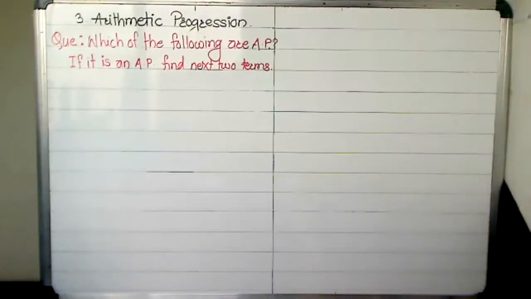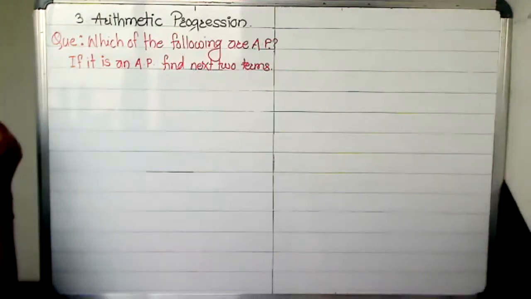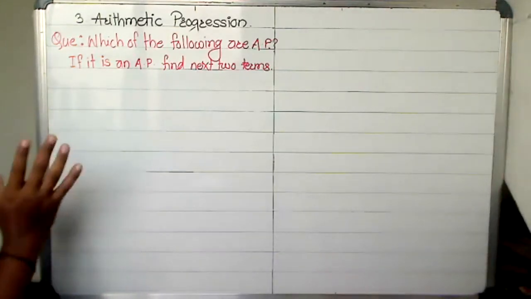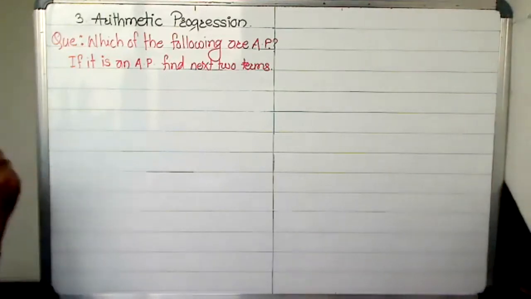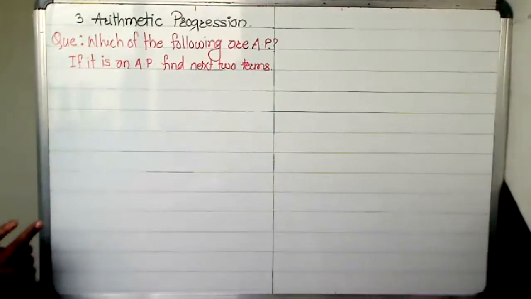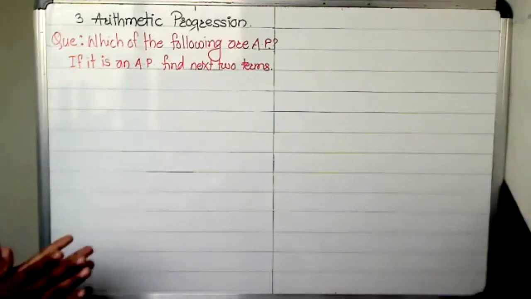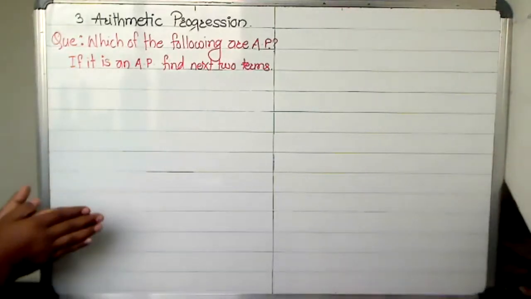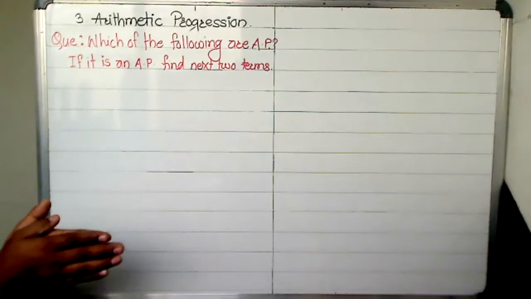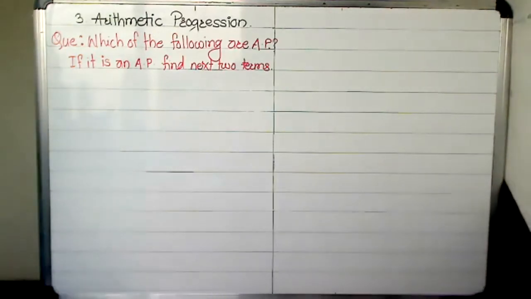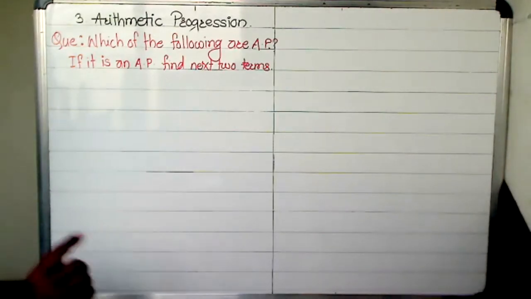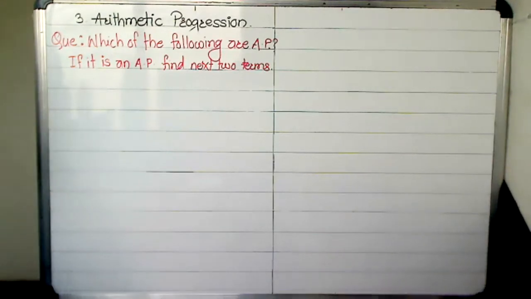So, question here: which of the following are AP? If it is an AP, then find the next two terms. We are given a sequence and we have to decide whether it is an arithmetic progression or not. Always remember, for a sequence to be called an arithmetic progression, it must satisfy a certain condition: the difference between any two consecutive numbers should be the same.